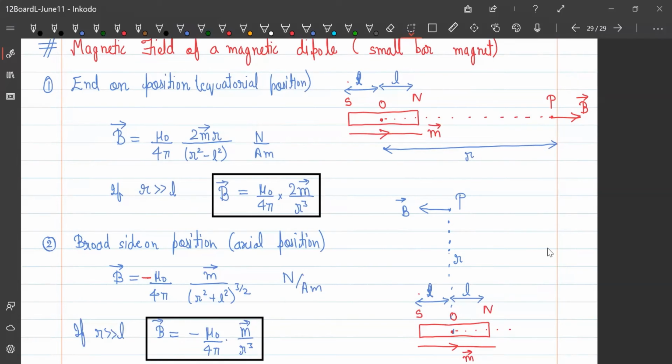Sir, in the first case, how in the last formula did it become r cube? There will be a square here. So r square minus l square will become r to the power 4, and the r to the power 4 will cancel.